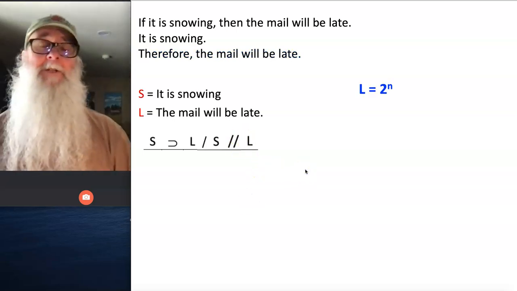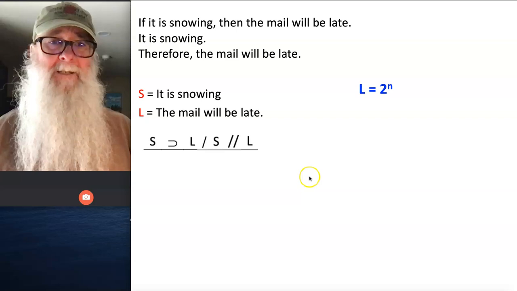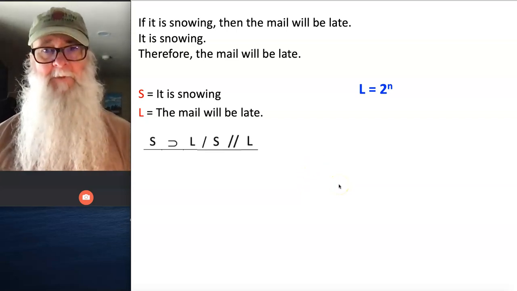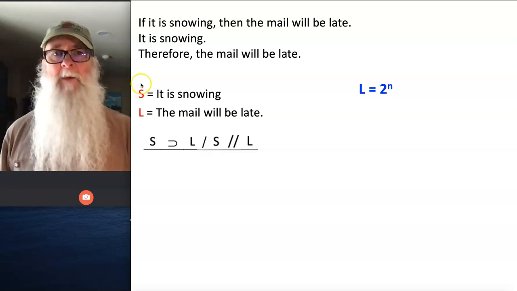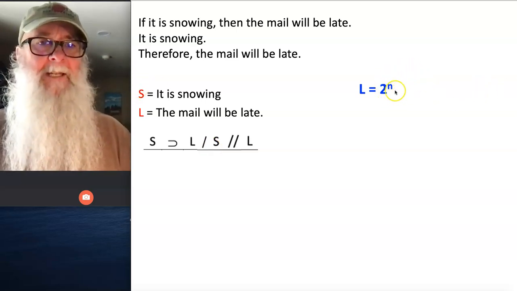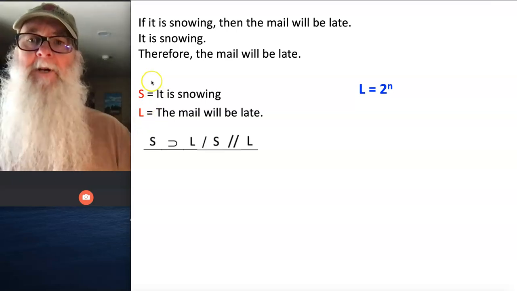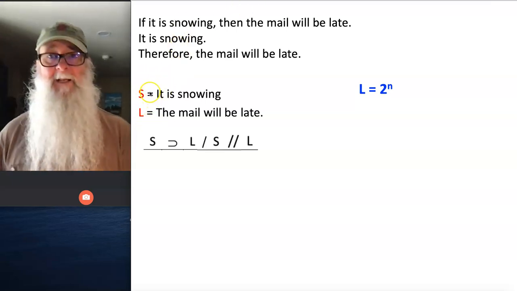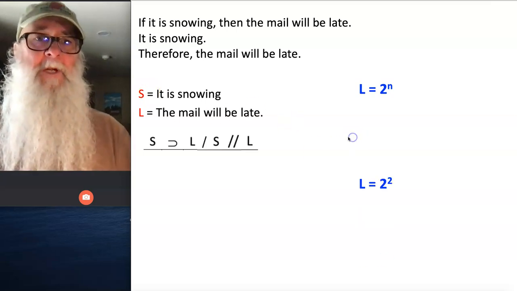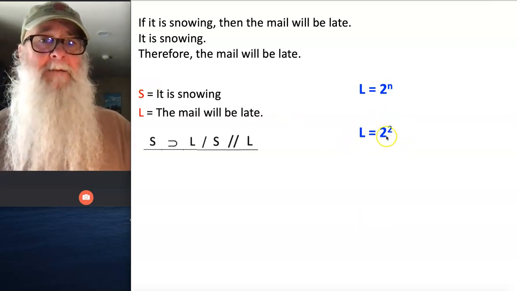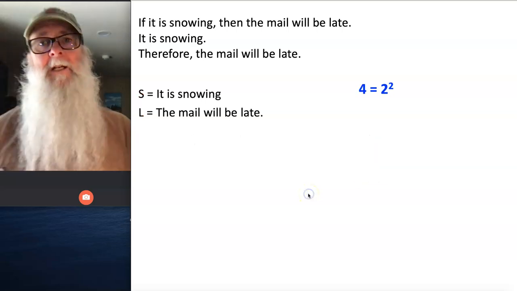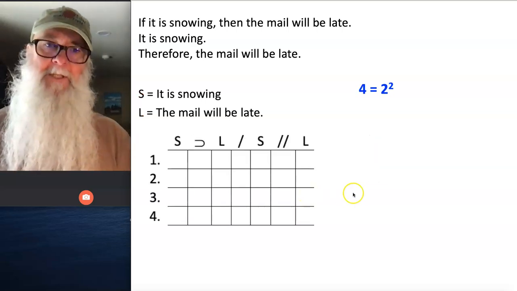Okay, so now we're going to use our old pal L equals 2 to the n to help us create a truth table for this symbolized argument. And we know that the number that's going to go in the n position here is the number of unique simple statements that we're working with. And here we have exactly 2, S and L. So we're going to put 2 in the n position, calculate that out to get 4, and that's telling us, okay, draw 4 lines. Your truth table needs to have 4 lines.